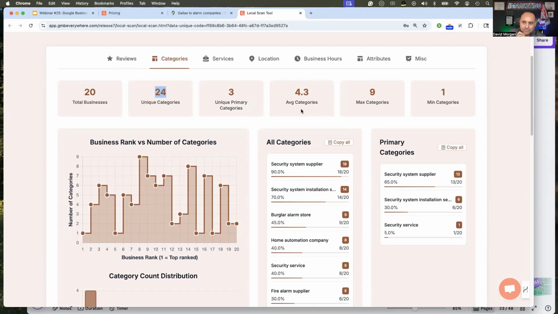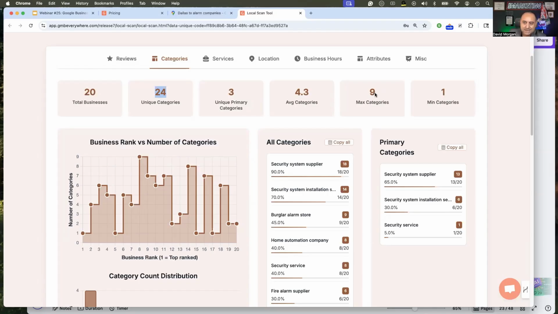Okay. What's the average number of categories? Now, remember, there's 24 unique ones, but on average with these 20, just over 4 categories are being used. What does that mean? Not all of your competitors are taking advantage of the things that we're talking about. And how long does it take us to do this? Literally just minutes, and there is no cost.